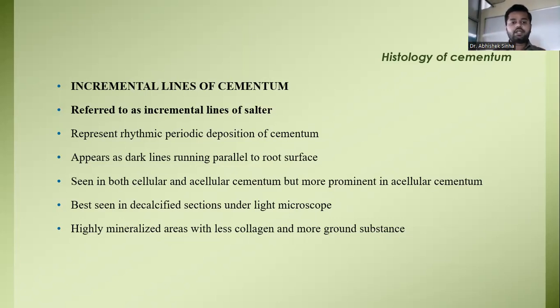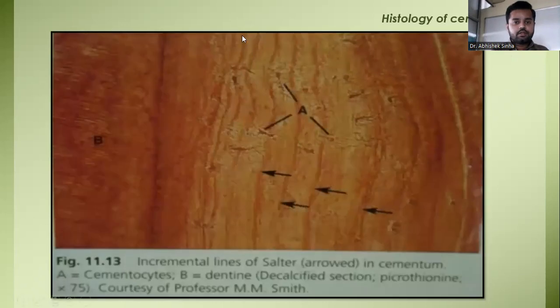It appears as dark lines running parallel to the root surface, seen in both cellular and acellular cementum, but more prominent in acellular. Best seen in decalcified sections, and they are highly mineralized areas with less collagen and more ground substance. Whenever there is more mineralization, collagen will be less, because collagen is a stretched fiber tissue. So if any area for that matter is more mineralized, collagen will be less and ground substance will be more. Keep that always in your mind. Now if you look at this diagram again, you can see these are incremental lines of Salter. They are those areas where rhythmic deposition of cementum is taking place, hence they appear as dark lines.